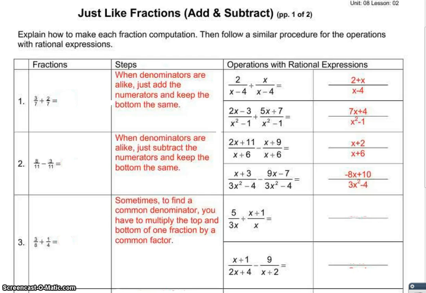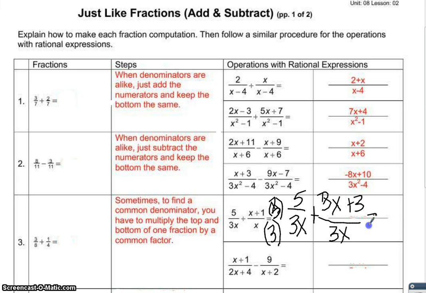So let's look. I have 5 over 3x plus x plus 1 divided by x. In order for my denominator to be the same, what do I need to multiply my second fraction by on both top and bottom? That's right, I should multiply by 3. So when I multiply both top and bottom by 3, I still have 5 over 3x, but now I'm going to add it to 3x plus 3 over 3x, and all I did was distribute the 3. Now that my denominators are the same, I'm going to combine like terms on the top. So I have 3x plus 8, and my answer for that one is 3x plus 8 over 3x.